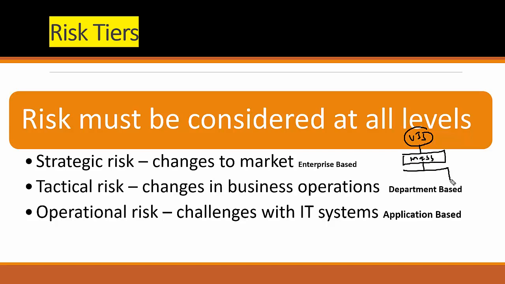Then based on a mission, we have a strategy. Based on a strategy, we have a tactical plan. And based on a tactical plan, we have an operation plan. Okay, so strategic plan is called a long-term plan. Tactical is basically a mid-term plan, and operation is a short-term plan.